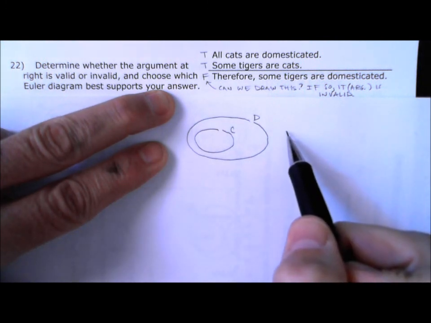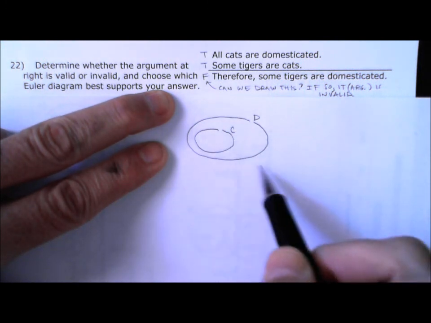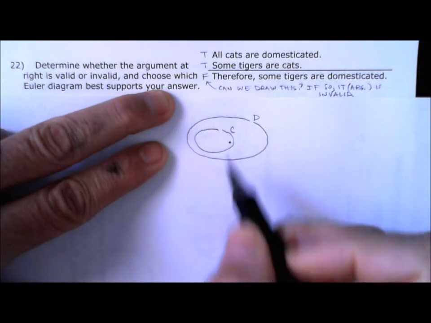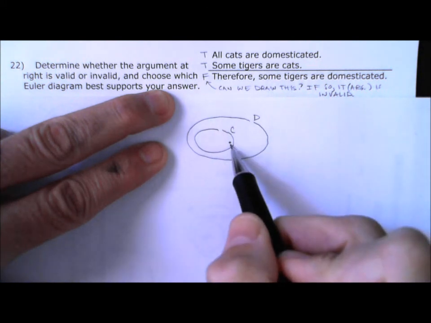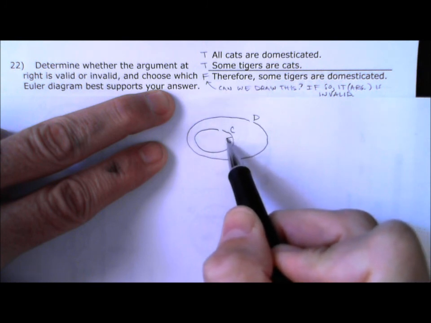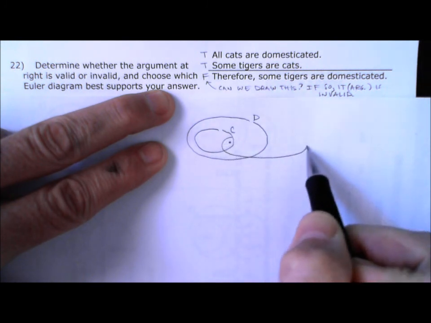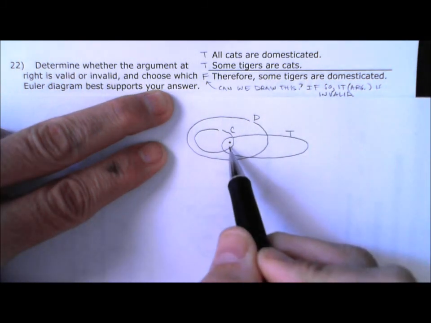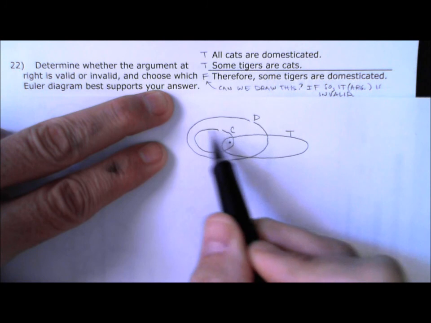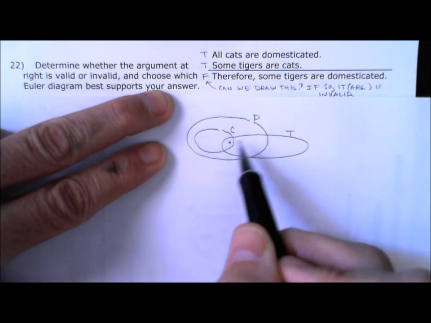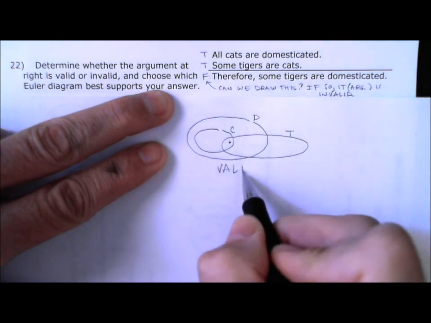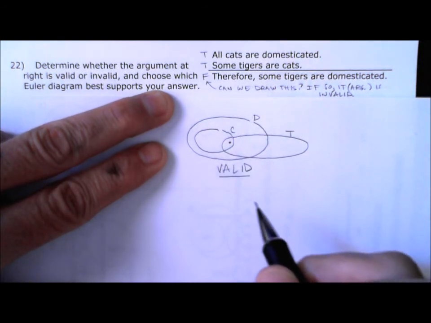So the question is, can we draw a set T so that it will come in and touch C? That is, so there will be at least one tiger that's a cat right there. That would be the tiger that's a cat, but we don't want that tiger to be domesticated. And you can fairly quickly see that there's no possibility of drawing a set T so that it intersects C, and there's something in that intersection, but that there are no tigers inside of the domesticated things. So this argument is valid because we can't draw a counterexample.